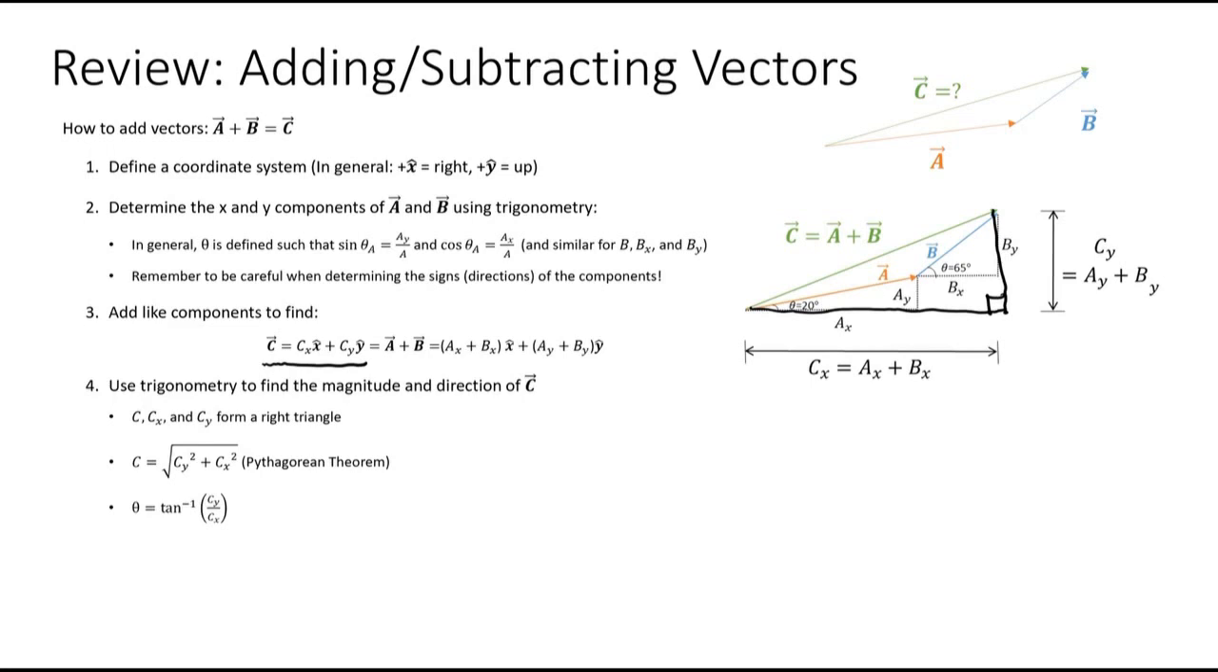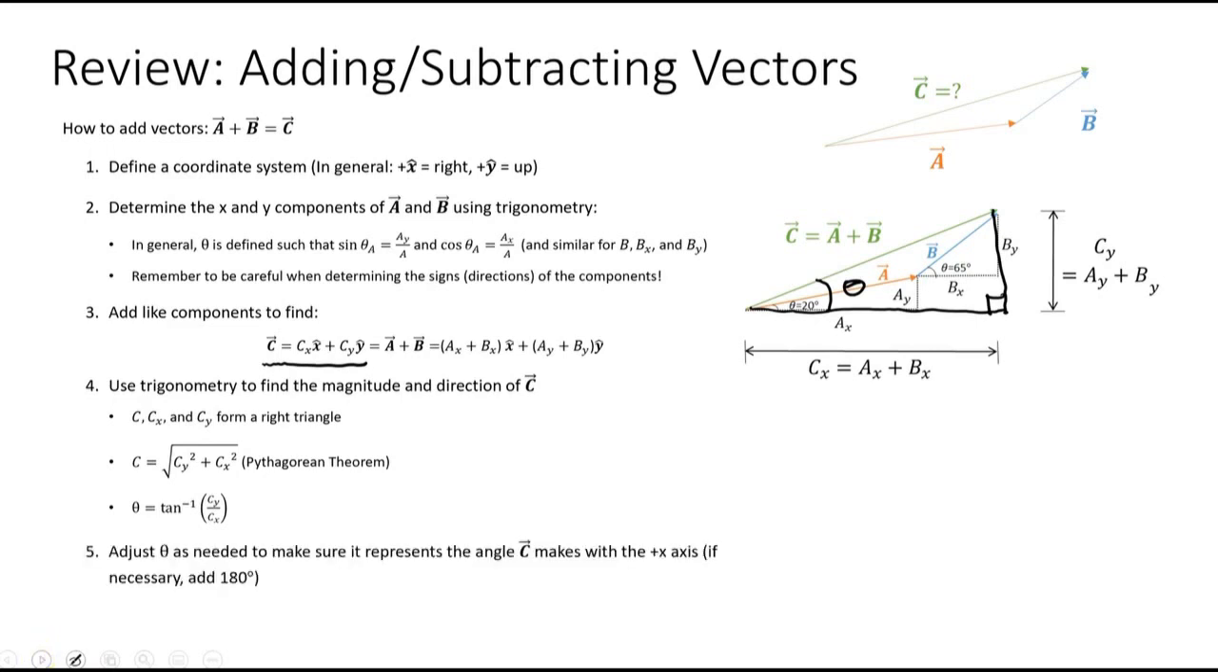So we can find the magnitude of C, which is the length of the hypotenuse of this little right triangle, using the Pythagorean theorem, which tells us that C is equal to the square root of Cx squared plus Cy squared. And then we can find the angle theta that's inside this right triangle here. So that would be this little angle here. We can find that angle using the inverse tangent, for example, of Cy over Cx.